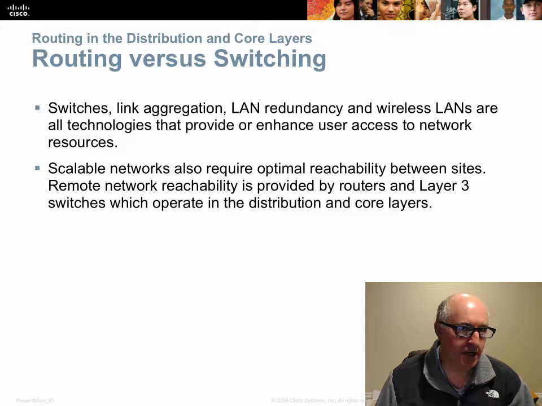Routing versus switching, right? Switches, link aggregation, LAN redundancy, and wireless are all technologies that provide or enhance user access to network resources. Scalable networks also require optimal reachability between sites. This is where our layer 3 switches and our routers operate in the distribution and core layers. So this is where we'll have our routing, at layer 3, and of course switching and link aggregation and LAN redundancy and wireless are all part of layer 2. So OSPF is a routing protocol, so it will take place in routers and layer 3 switches.